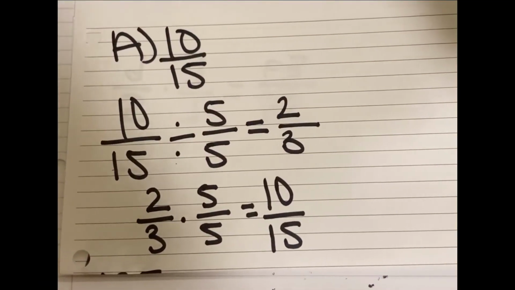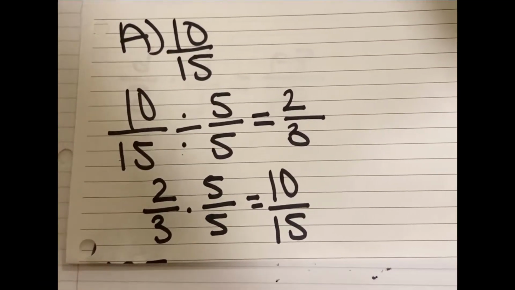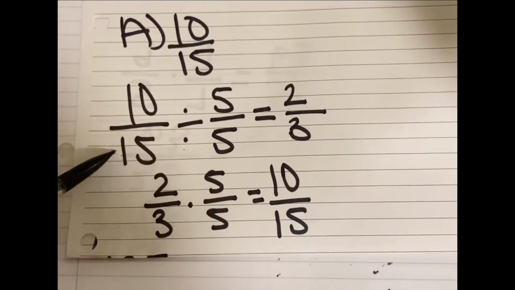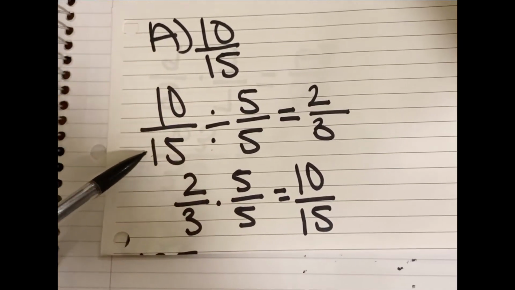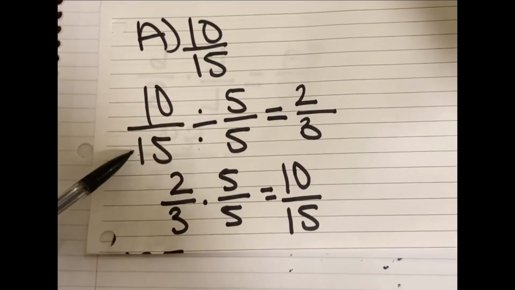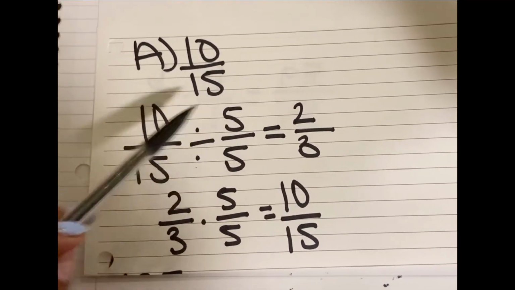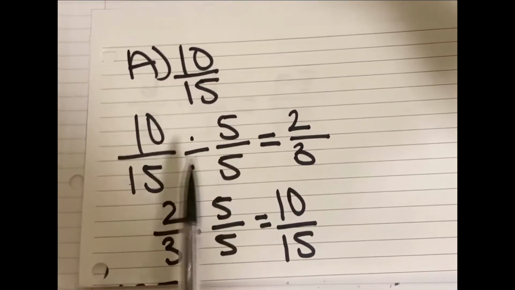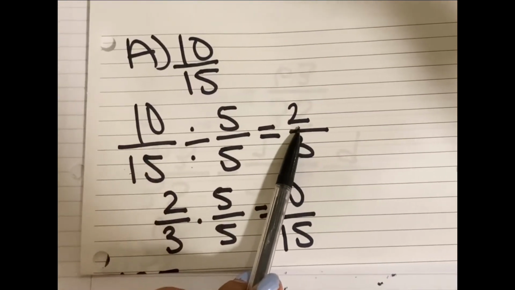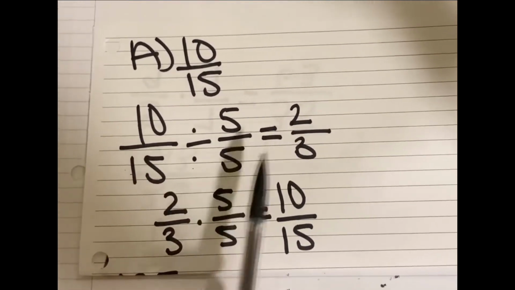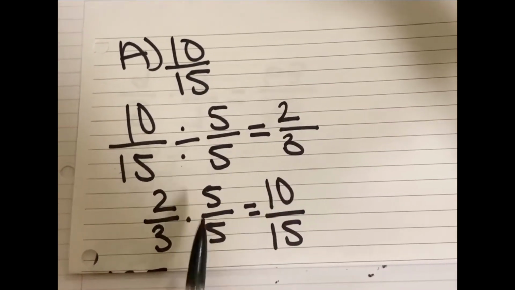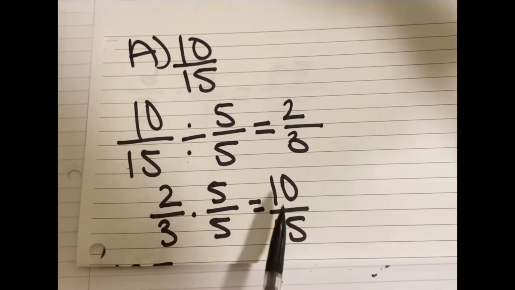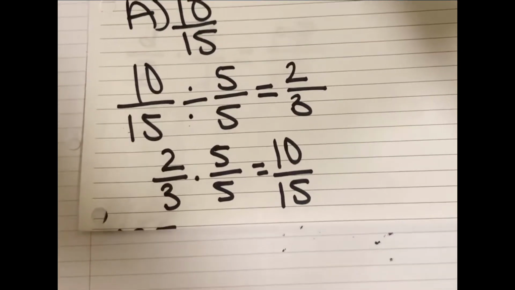So I went ahead and started working on the problem. I wrote 10/15 right here, and I found the common factor of both the numerator and denominator, which is 5. So I divided both top and bottom by 5, and 10 divided by 5 equals 2, and 15 divided by 5 equals 3. And if we multiplied 2/3 by 5, it would give us back 10/15. So that makes an equivalent fraction.